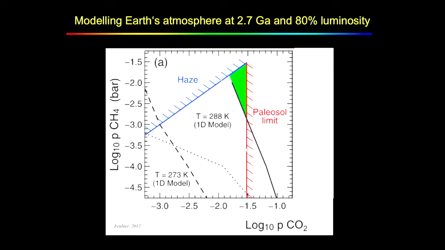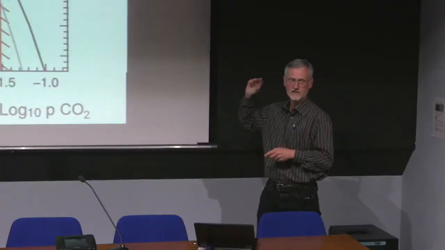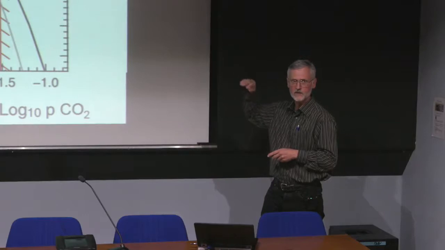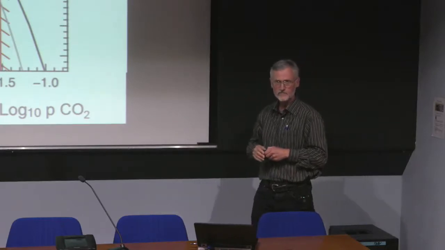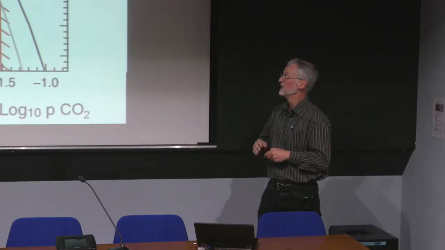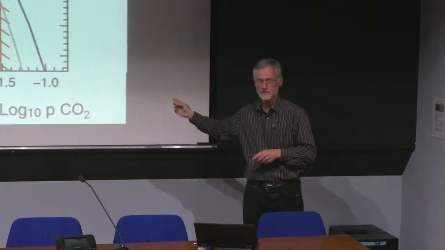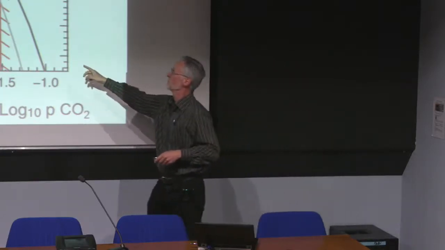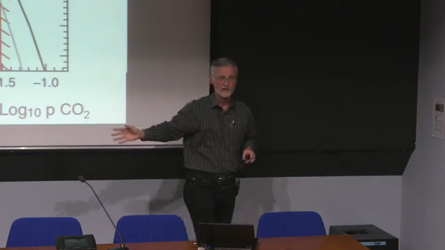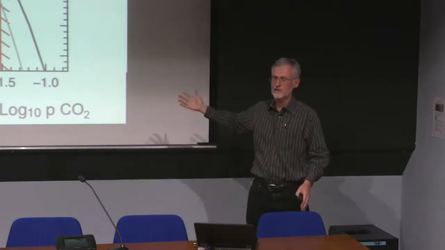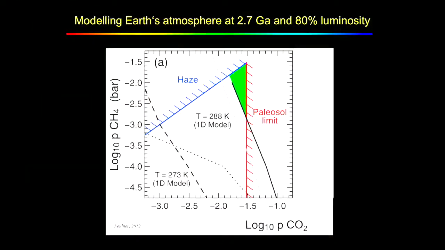You cannot do that without limits. You see in the upper part of that diagram that you develop haze. So you want to stay out of that. And you see on the right with these red hatches that you have a paleosol limit, which means the rain becomes too acidic and you would dissolve the clay minerals and any carbonaceous, calcareous crusts and so on. So you can't have too much of that.